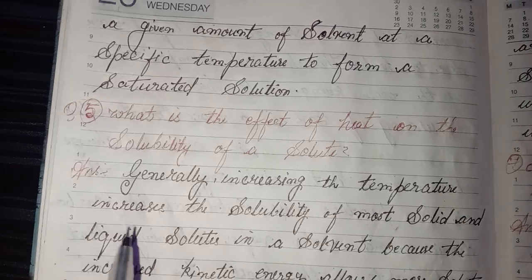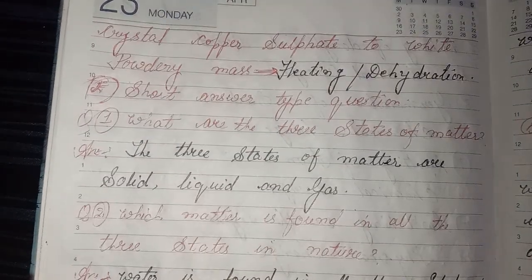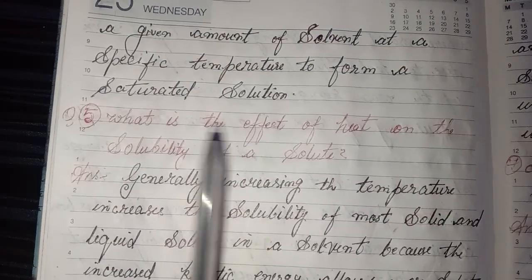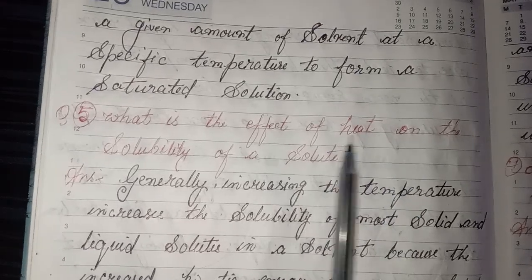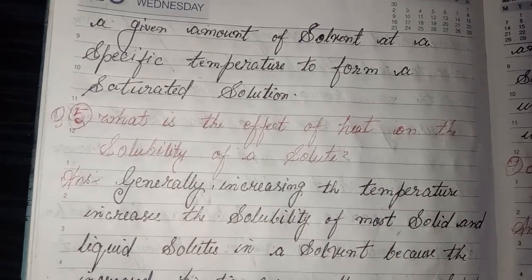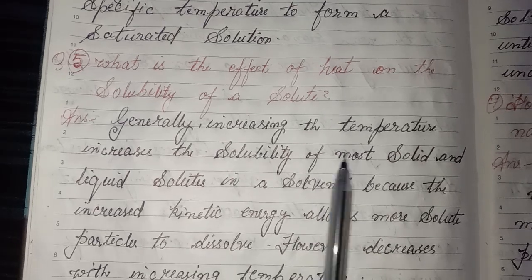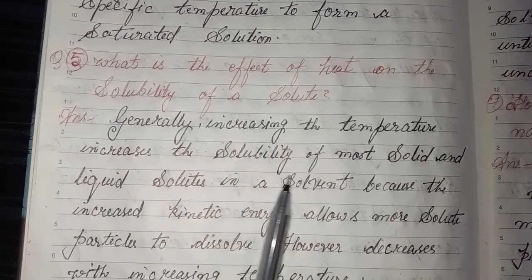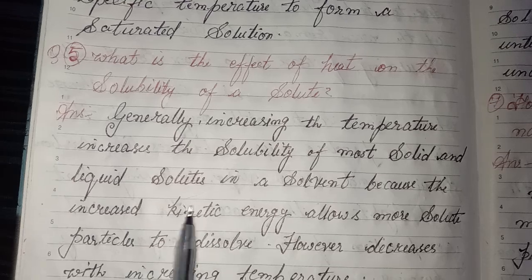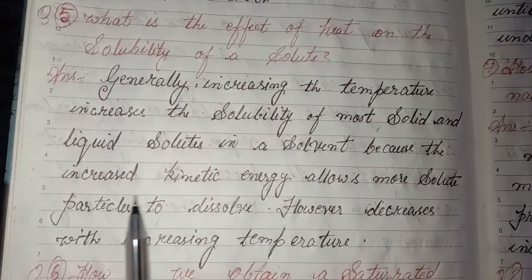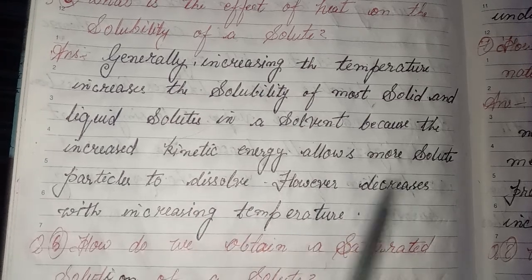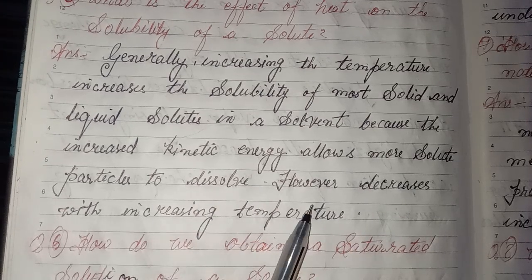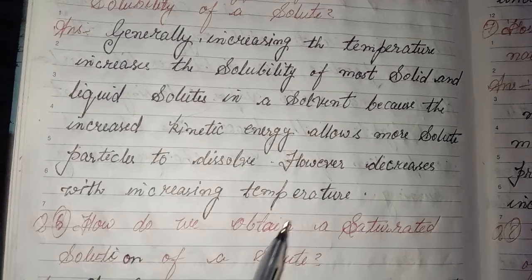Five, what is the effect of heat on the solubility of a solute? Answer: generally, increasing the temperature increases the solubility of most solid and liquid solutes in a solvent, because the increased kinetic energy allows more solute particles to dissolve; however, for some solutes solubility decreases with increasing temperature.